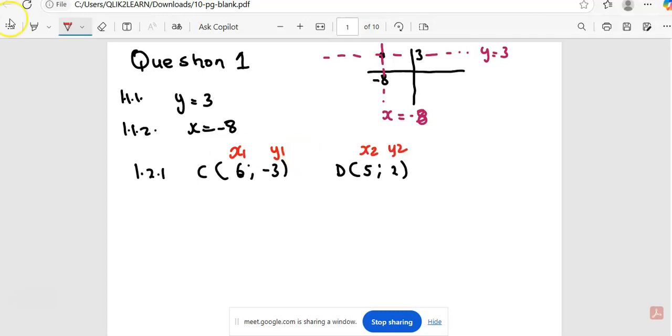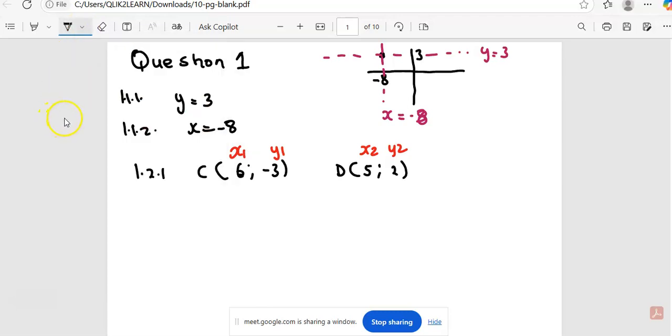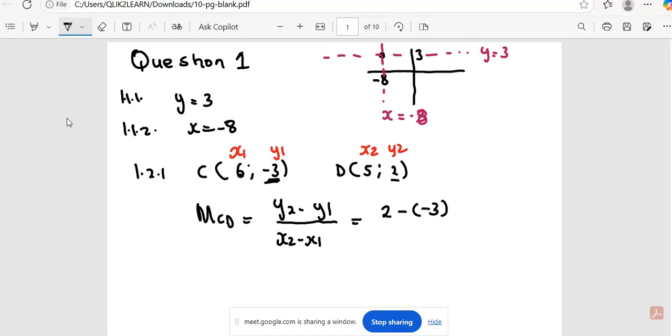So now I have to find the gradient of CD. I'm going to use the formula for gradient. The gradient of CD is equal to Y2 minus Y1, and everything is divided by X2 minus X1. So this is equal to 2 minus Y1. Guys, can you see that this value is negative? So this tells you that you need to put this inside the bracket. Why? Because the negatives will multiply each other, and that will be positive.